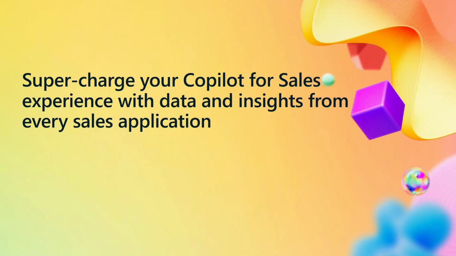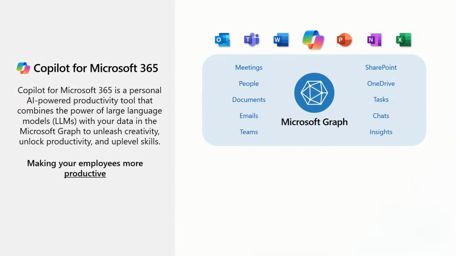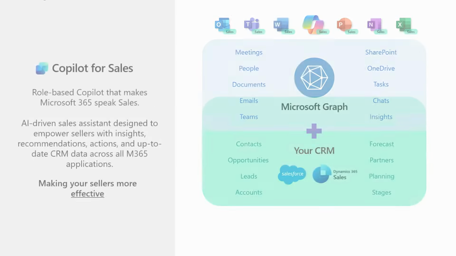So just to provide a quick overview of the product, I think by now everybody here is familiar with M365 Copilot and what it does. Really what M365 Copilot does is it combines the power of LLMs with your data from Microsoft Graph to help with employee productivity. But one of the shortcomings of M365 Copilot is that it doesn't always know the context of the persona that's using it or the specific task that persona is trying to accomplish. So it's a little bit of a general purpose Copilot in some ways. And that's where Copilot for Sales comes in.